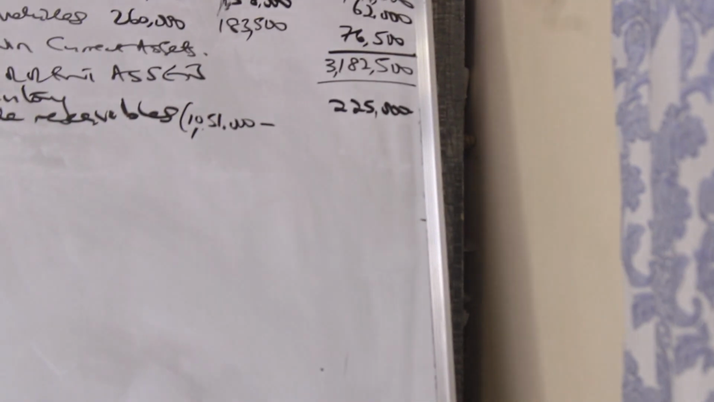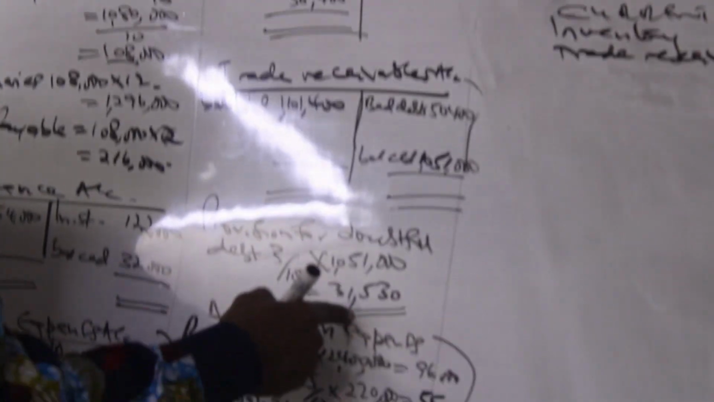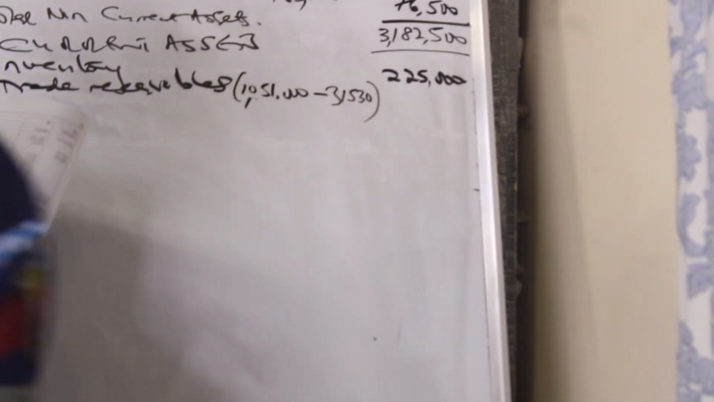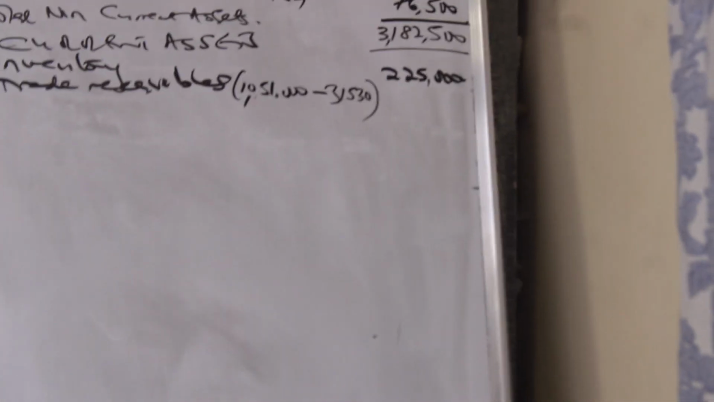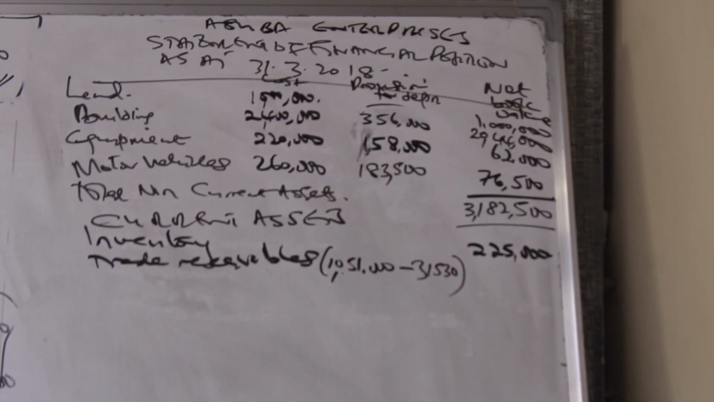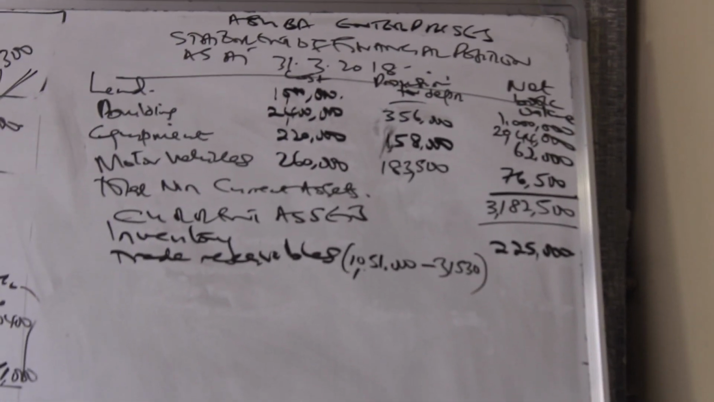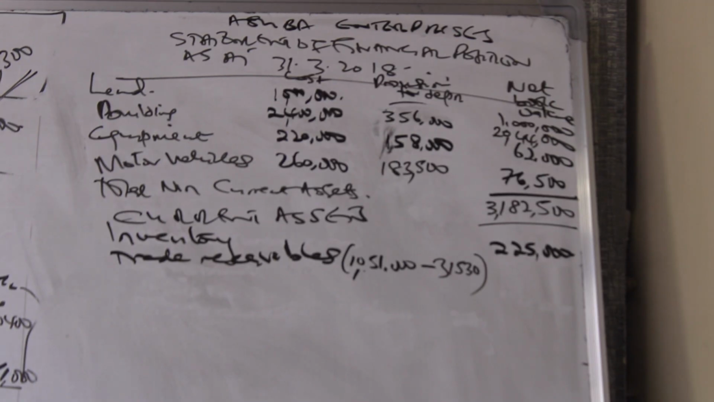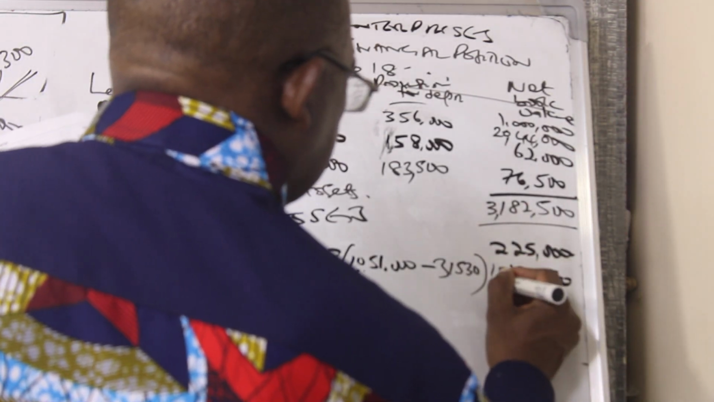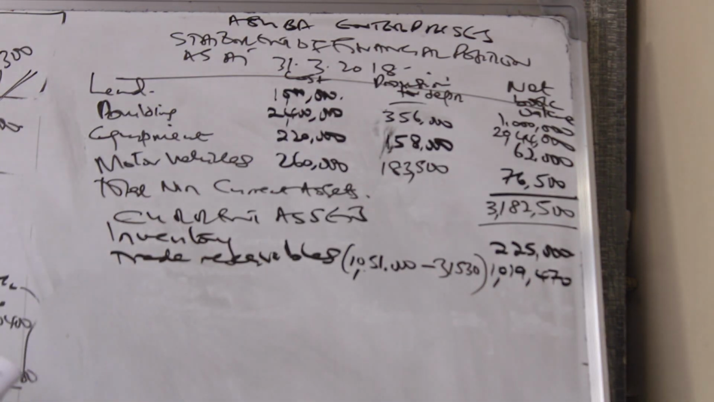We subtract the provision for doubtful debts, 31,530. 1,051,000 minus 31,530, we get accounts receivables amounting to 1,019,470. Then we ask ourselves, do we have any other receivables?